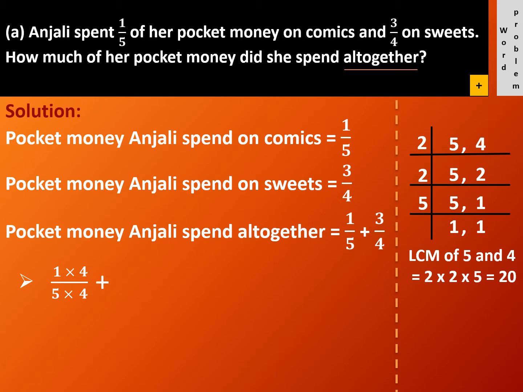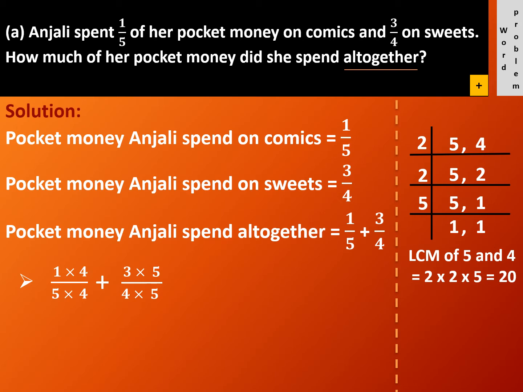Our second fraction is 3/4 and we want 20 at the place of denominator. So which digit will you multiply to bring 20 in the denominators? Yes, the answer is 5 because 4 5s are 20. So we multiply numerator and denominator by the same number 5.